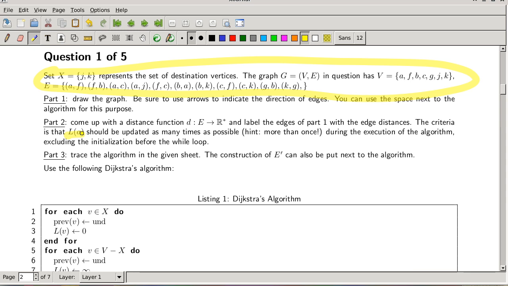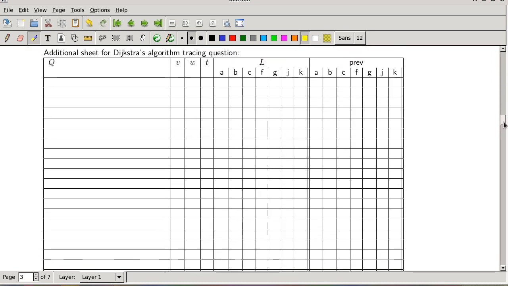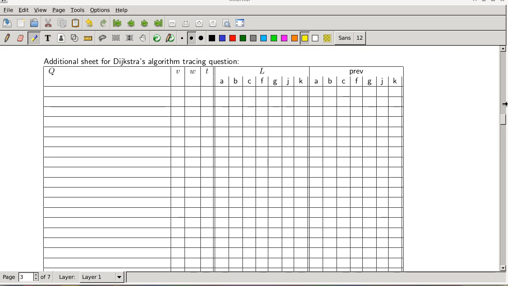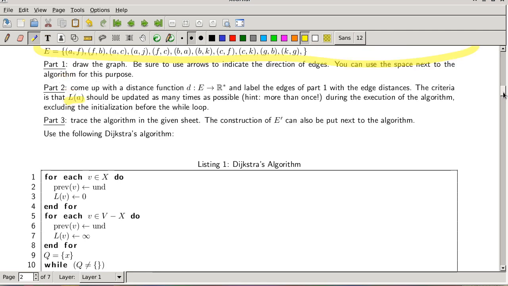And then part three is trace the algorithm in the given sheet. I can show you what the given sheet looks like. So this is the given sheet, which means for our final exam, I can actually just pre-make the spreadsheet for you, and each person has their own spreadsheet to work on. It's going to be pre-formatted in a certain way so that you don't have to waste your time to format it.